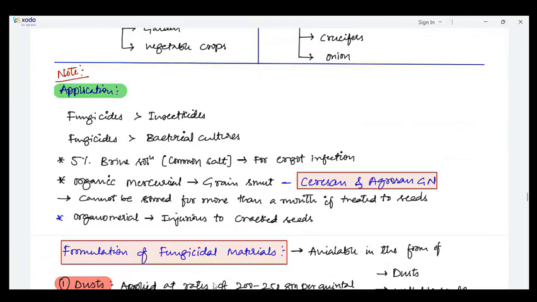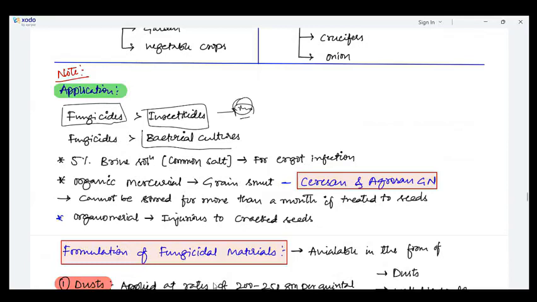Note, you might have seen this question: the sequence of application of different chemicals on the seed. If I give you the fungicide, insecticide, and the bacterial cultures or biofertilizers, which one will you apply first? The sequence of application is always fungicide first, then insecticide or the bacterial cultures. Okay, so try to make a note of it.